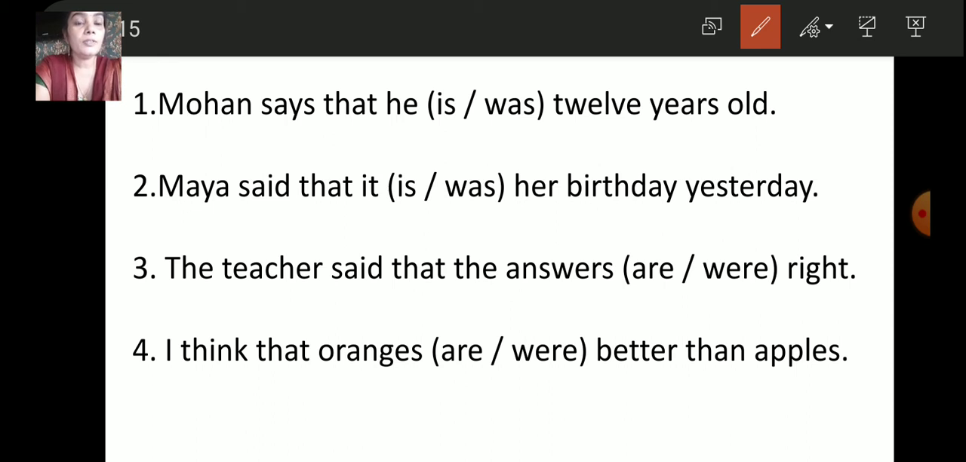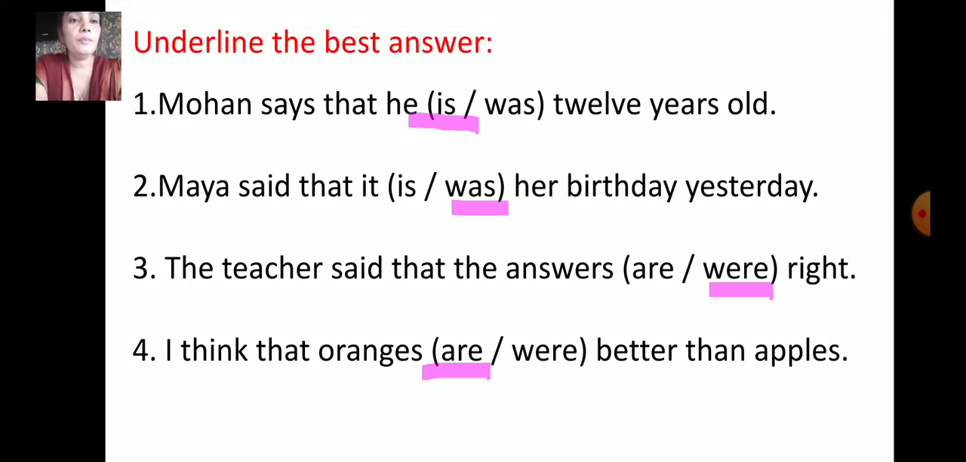Mohan says that he is 12 years old. Maya said that since it is given here yesterday, it is past tense, was. The teacher said that the answers were right. I think that oranges are better than apples. So Mohan says that he is 12 years old. Maya said that it was her birthday yesterday. The teacher said that the answers were right. I think that oranges are better than apples.